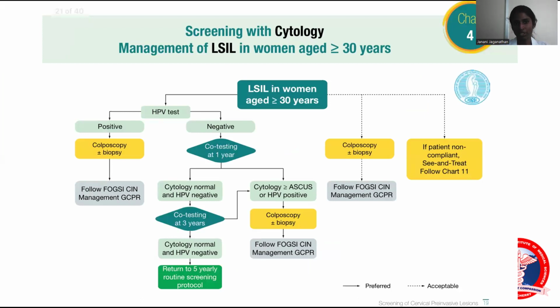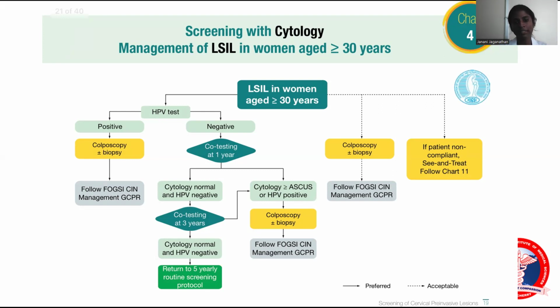So screening with cytology, management of LSIL in women aged more than or equal to 30 years. Again, HPV testing has to be done. If it comes as positive, again colposcopy with biopsy has to be done. And if it comes as positive, we have to manage according to the guidelines. If HPV testing has come as negative, co-testing should be done at 1 year. If cytology is normal and HPV DNA testing is also negative, co-testing is done at 3 years. Cytology normal and HPV again negative means you return to 5-yearly routine screening.